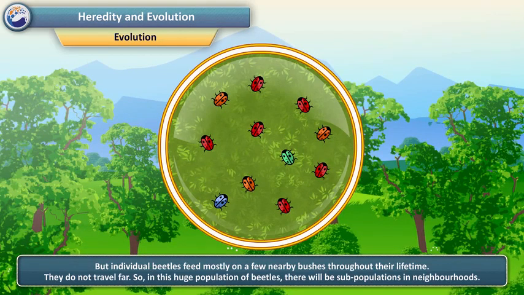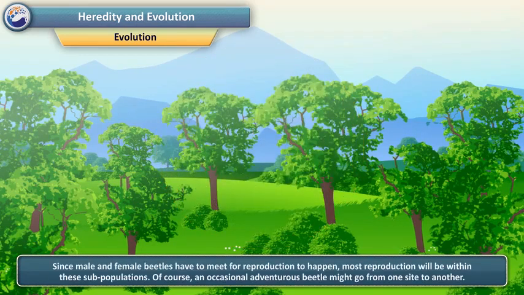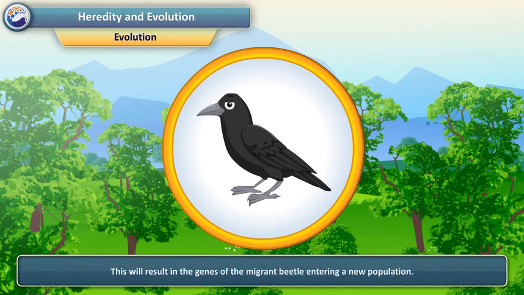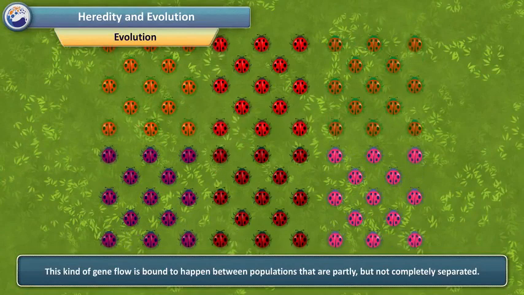So, in this huge population of beetles, there will be subpopulations in neighborhoods. Since male and female beetles have to meet for reproduction to happen, most reproduction will be within these subpopulations. Of course, an occasional adventurous beetle might go from one site to another. Or a beetle is picked up by a crow from one site and dropped in the other site without being eaten. In either case, the migrant beetle will reproduce with the local population. This will result in the genes of the migrant beetle entering a new population. This kind of gene flow is bound to happen between populations that are partly, but not completely separated.